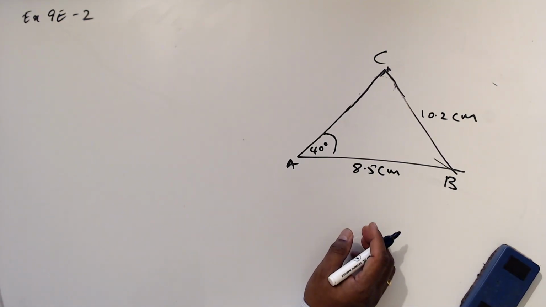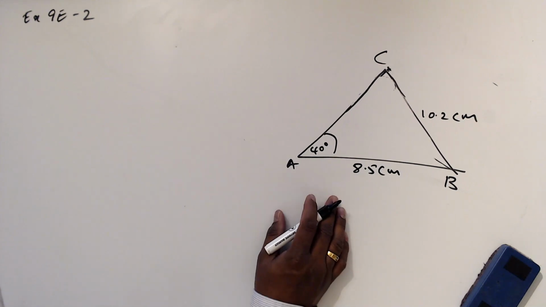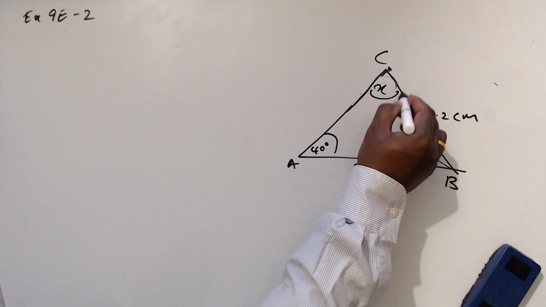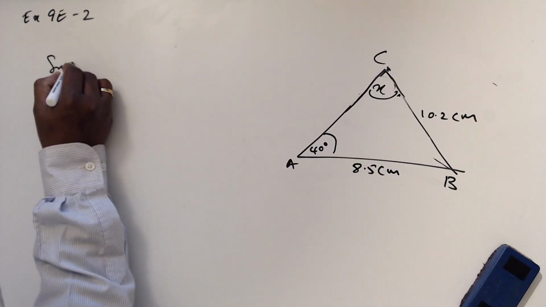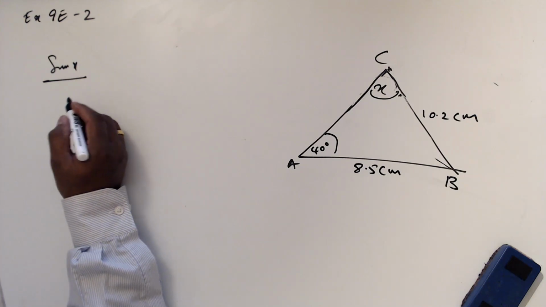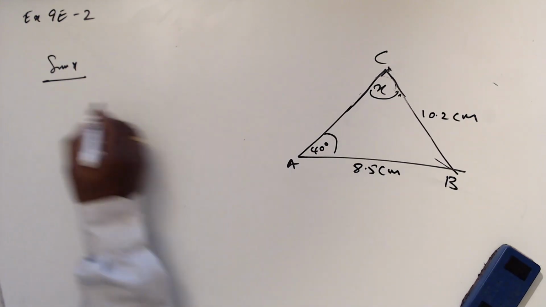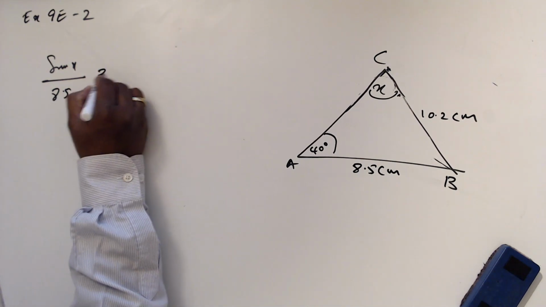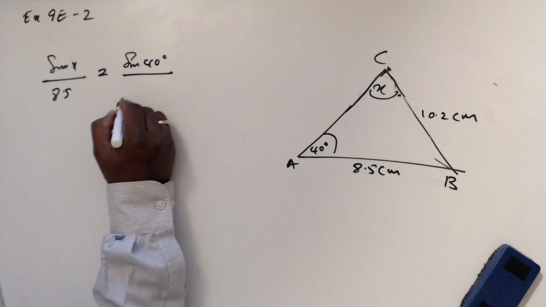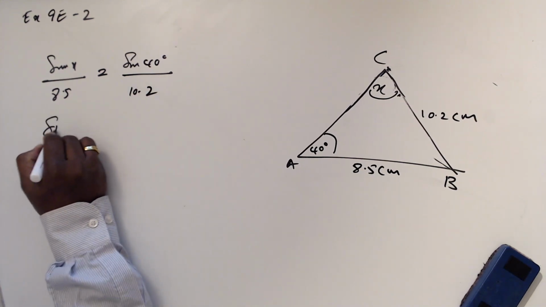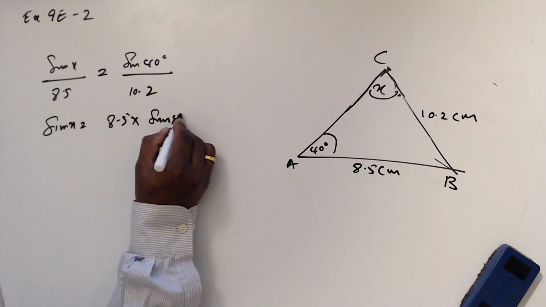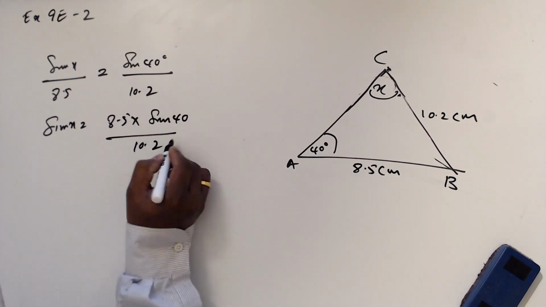Question number 2. We will consider this angle is x. Sine x over 8.5 equals sine 40 over 10.2. So sine x equals 8.5 times sine 40 over 10.2.